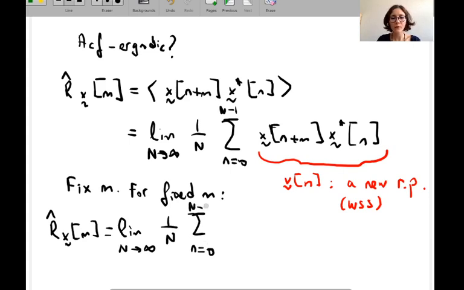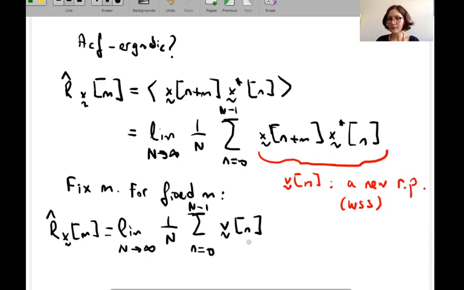n from 0 up to n minus 1. Now I will actually replace this expression. Now I will simply call this v hat of n. I will write it in terms of my new random process. Now m is fixed. We're just wondering whether this is equal to the autocorrelation function evaluated at m. If yes, then we'll conclude the process is ergodic in the ACF.